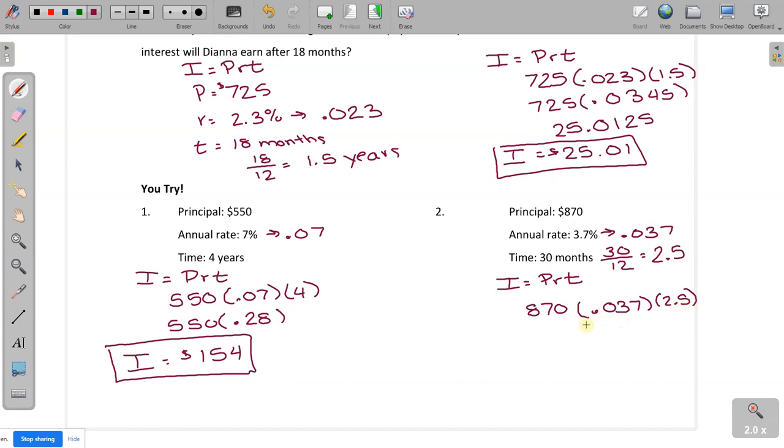Now multiply it. Go on and multiply 0.037 times 2.5. And that's going to give you 0.0925. And multiply that by your principal, $870. And when you multiply this, you end up with $80.48 rounded.